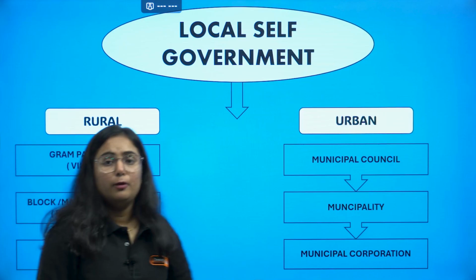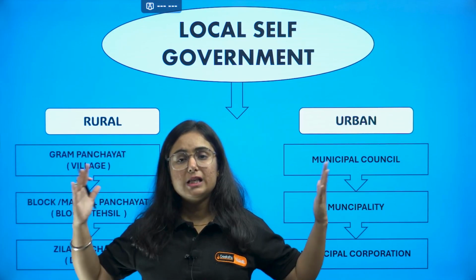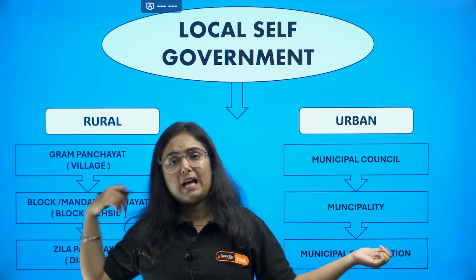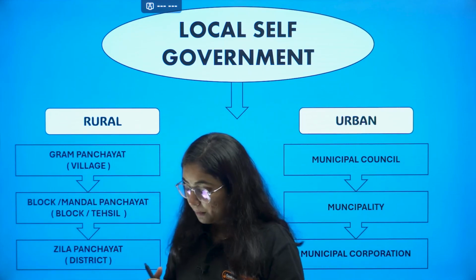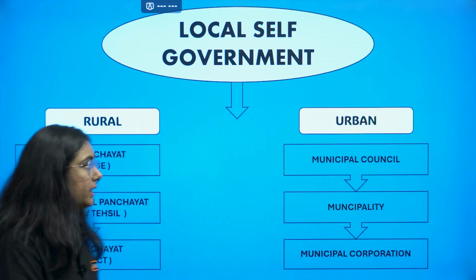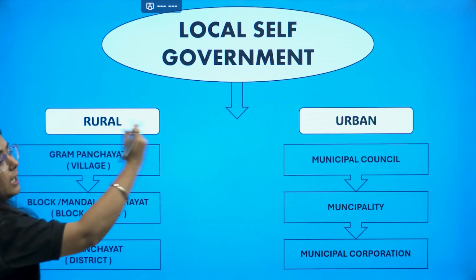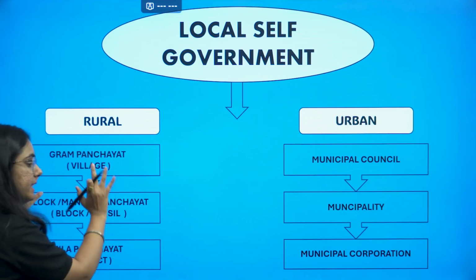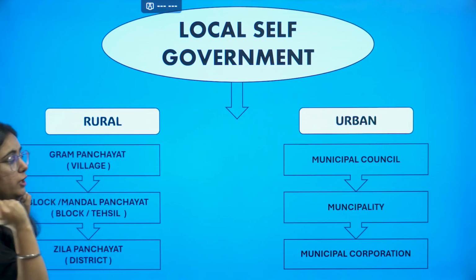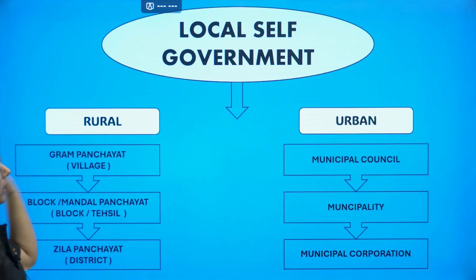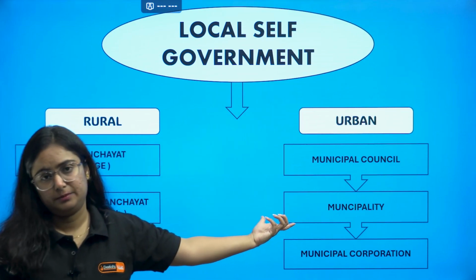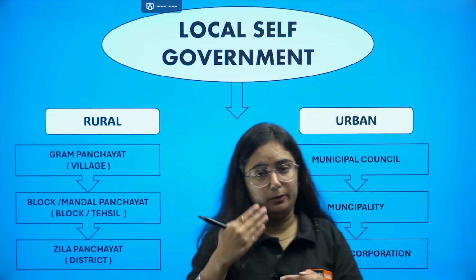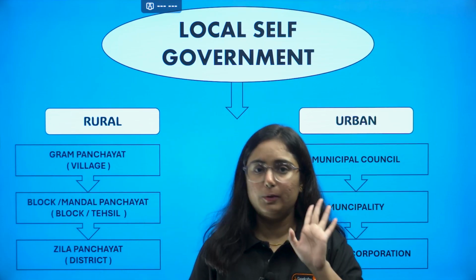Now what is local government? Basically we have divided local self-government into two parts: rural local government and urban local government. We can understand from the words rural and urban what the difference is. A place which is less developed and has less population will be considered rural, and urban is the contrary. Get my point?